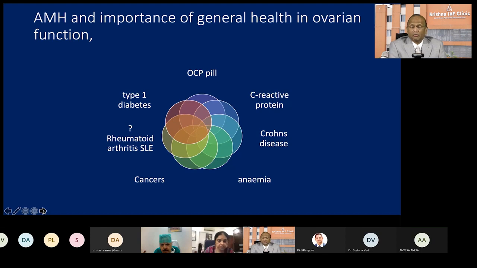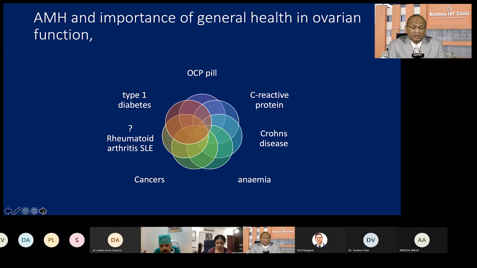Similarly, a woman with type 1 diabetes has an AMH which is higher, but may not get an adequate number of follicles. Similarly, in rheumatoid arthritis and SLE, in an aggravated stage of Crohn's disease, and in situations where the C-reactive protein is raised, it will alter your current AMH value and your follicle sensitivity index decreases. That is where the term oocyte sensitivity index comes in.